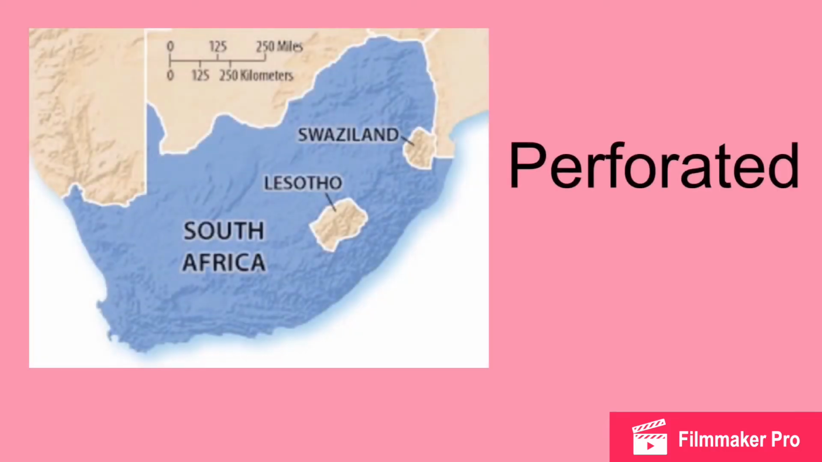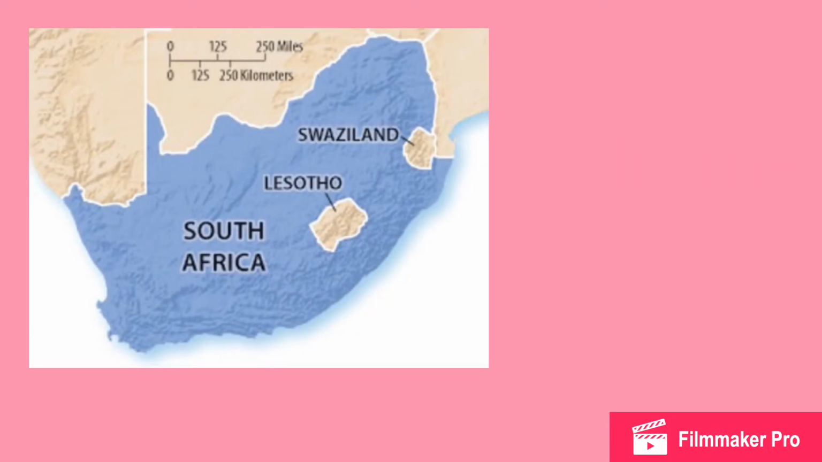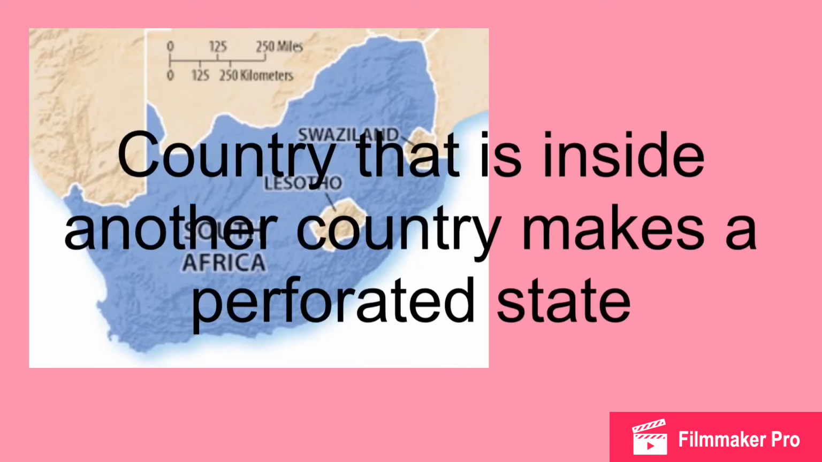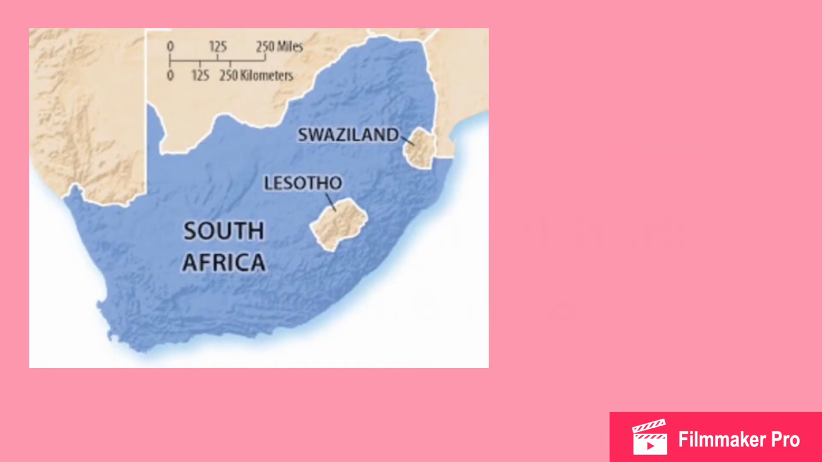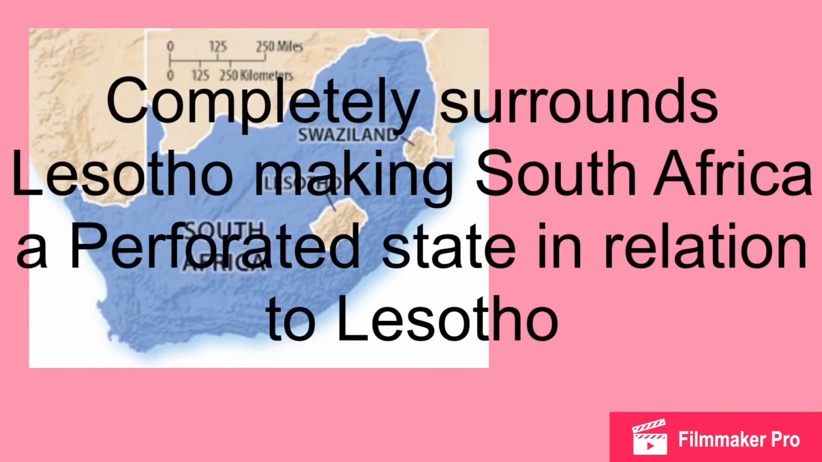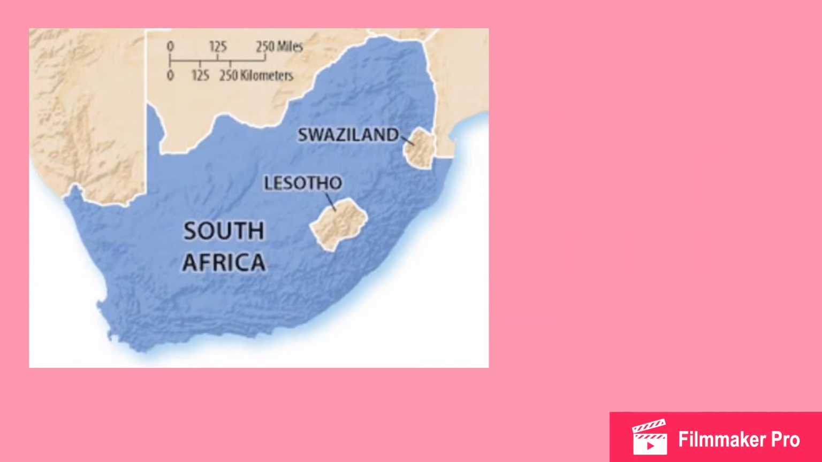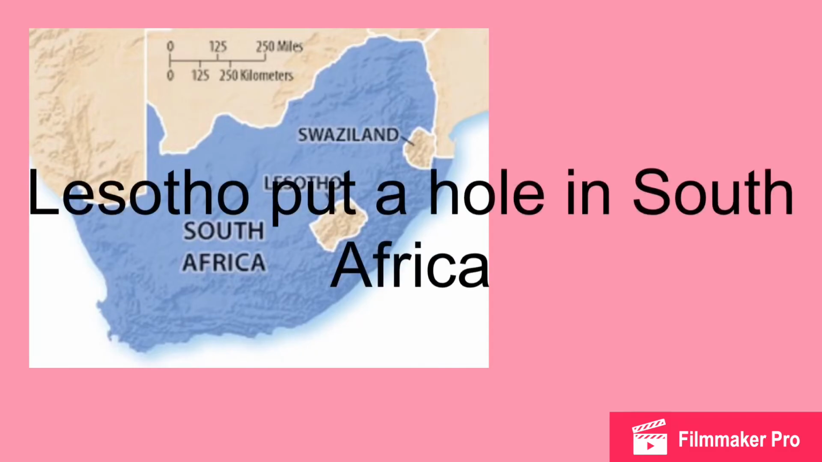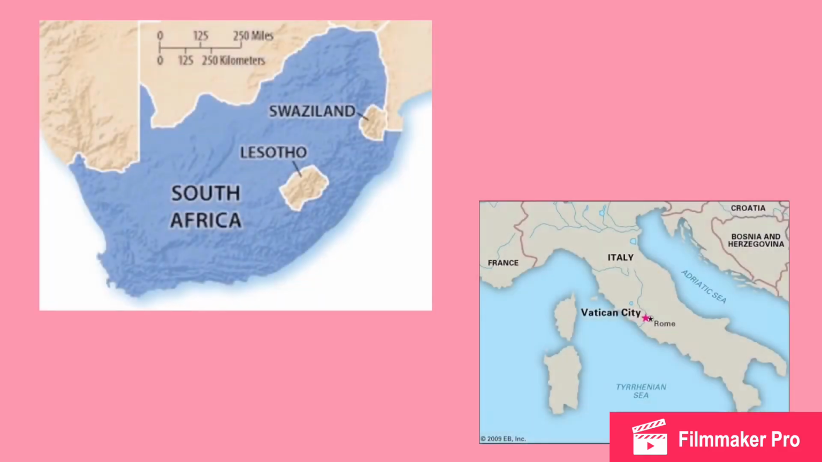Perforated state shapes are states with a country inside another country, and that makes it perforated. Let me explain this with an example: South Africa and Lesotho. South Africa is a big country, right? And Lesotho is inside of it. It's a little tiny country that sits inside of it. South Africa is a perforated state. It's been perforated, punctured by Lesotho. So some examples of perforated states are South Africa and Italy.